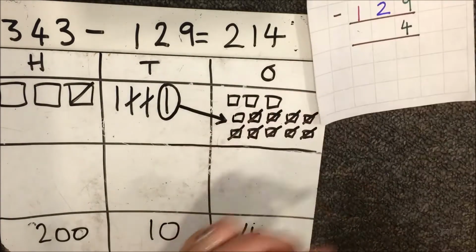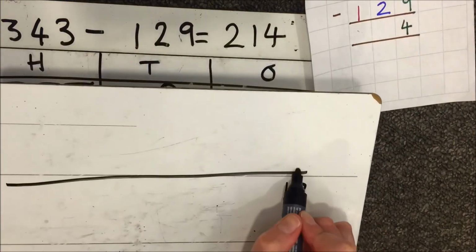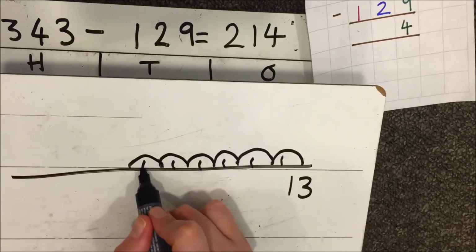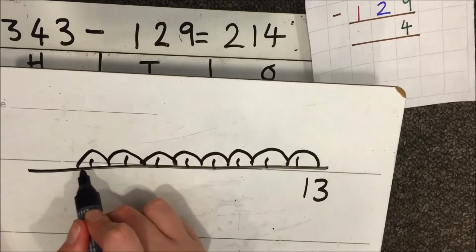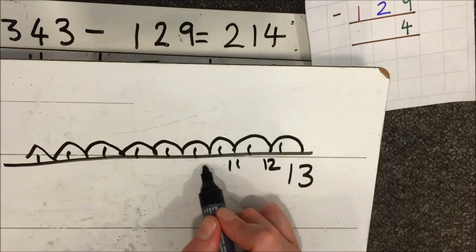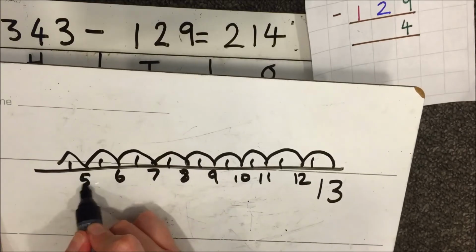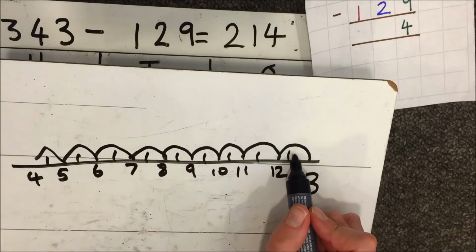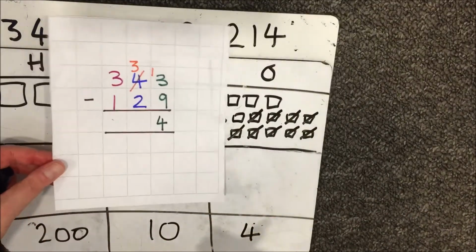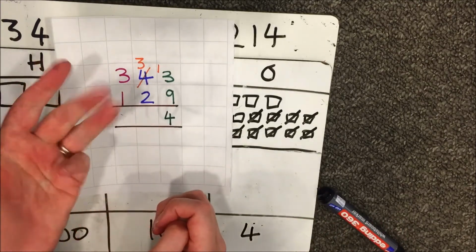I'm going to put this. So I want to do 13 take away 9. Could do 13. Then 1, 2, 3, 4, 5, 6, 7, 8, 9. Now I have to label it. So I've taken away 9. So it's 12, 11, 10, 9, 8, 7, 6, 5, 4. If you want to, you could write your numbers in the bump. So you could write 12 here, 11. For lots of you, though, it might be easier if you count on from 9 to 13. 9, 10, 11, 12, 13. So I'm left with 4.